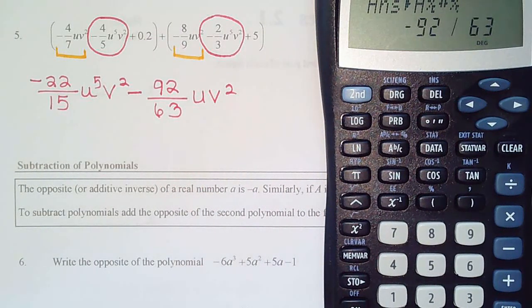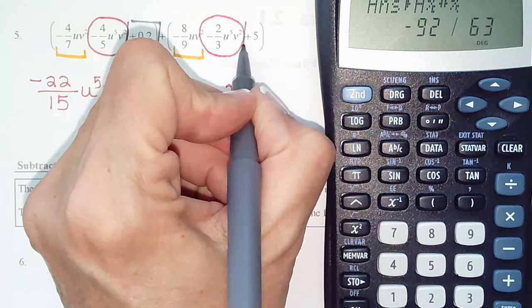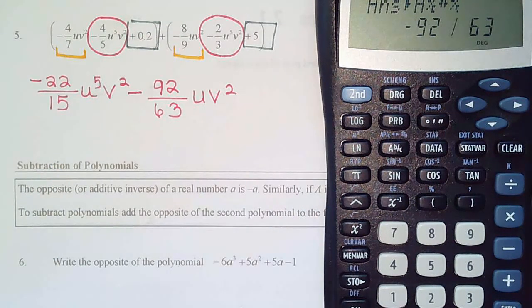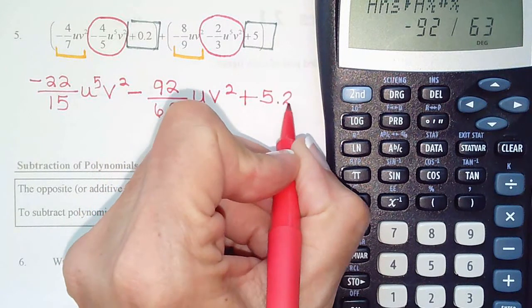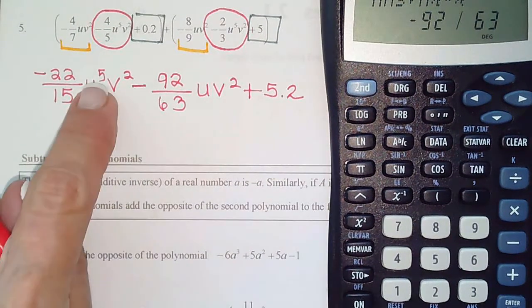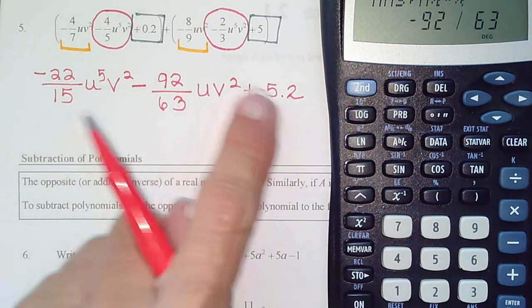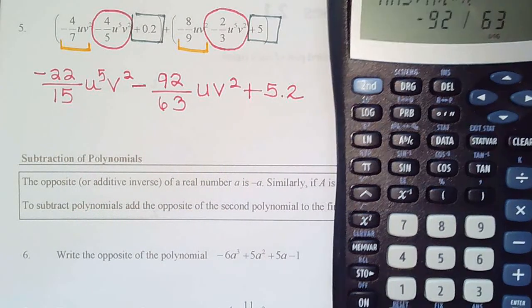And then last but not least, we have the constants. So that would be plus 0.2 and plus 5. 5 plus 0.2 is 5.2. Can't do it in your head, just do it on your calculator. So plus 5.2. And now my answer is in descending order, highest power of U, lower power of U, no U. And that's my answer. So pretty much we did the whole problem on the calculator, huh?